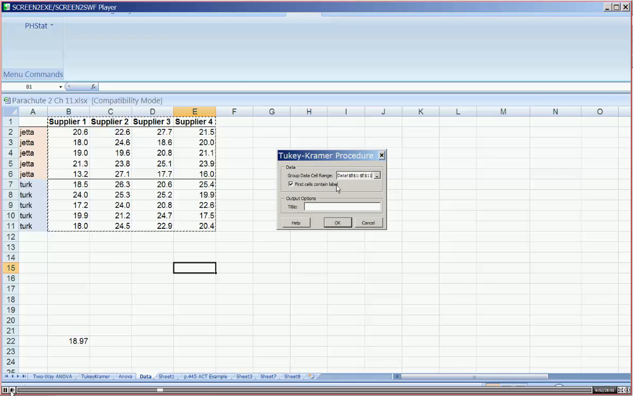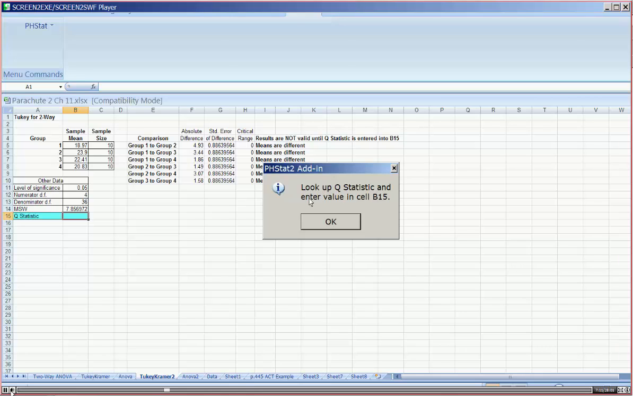And the first cell contains the label right here. We're going to title it Tukey for two-way and click on OK.